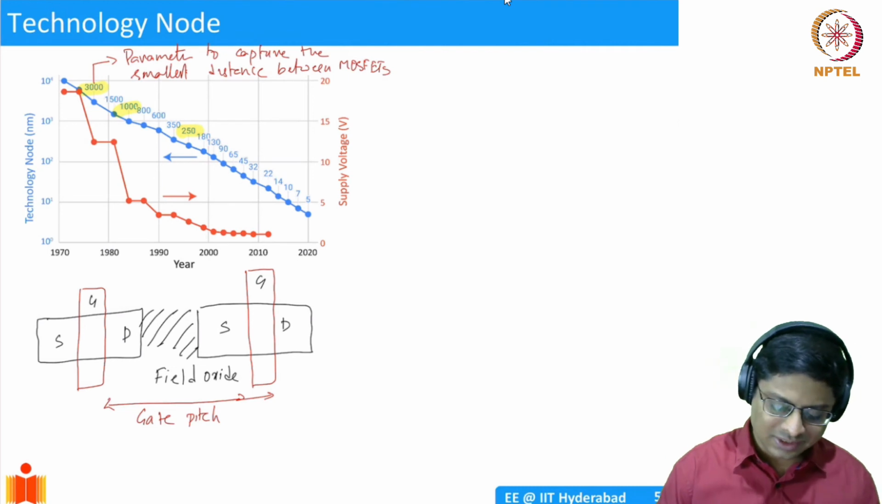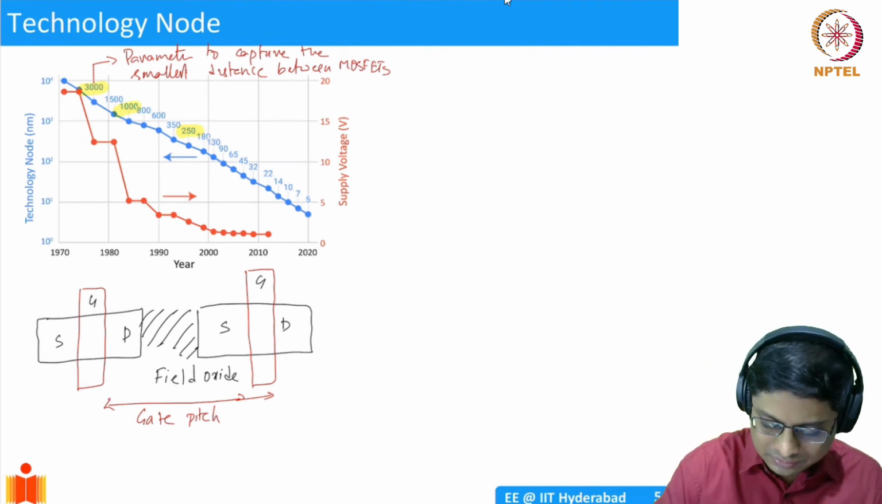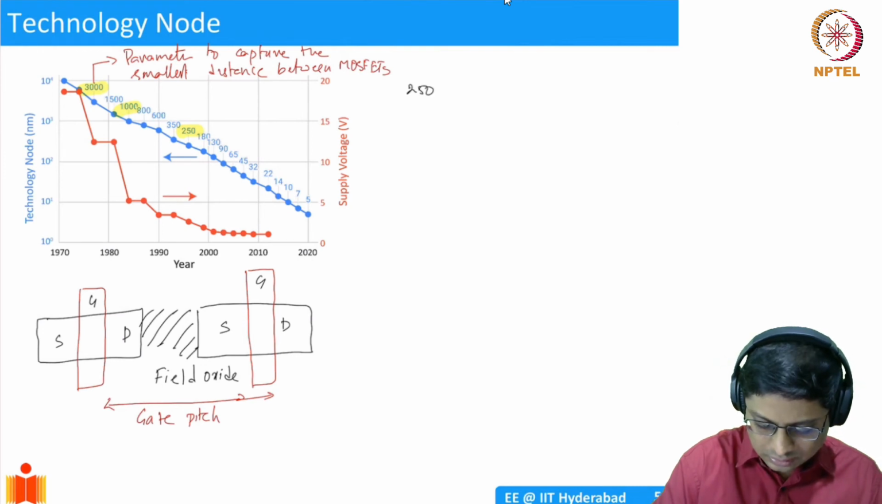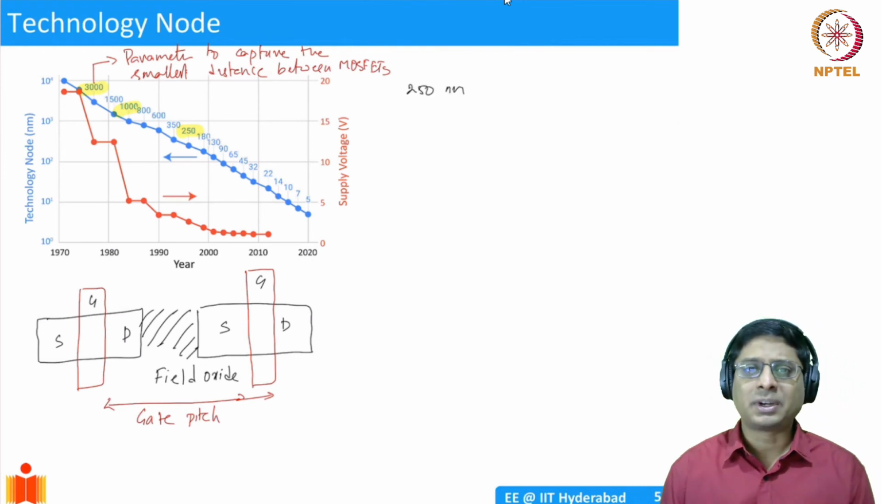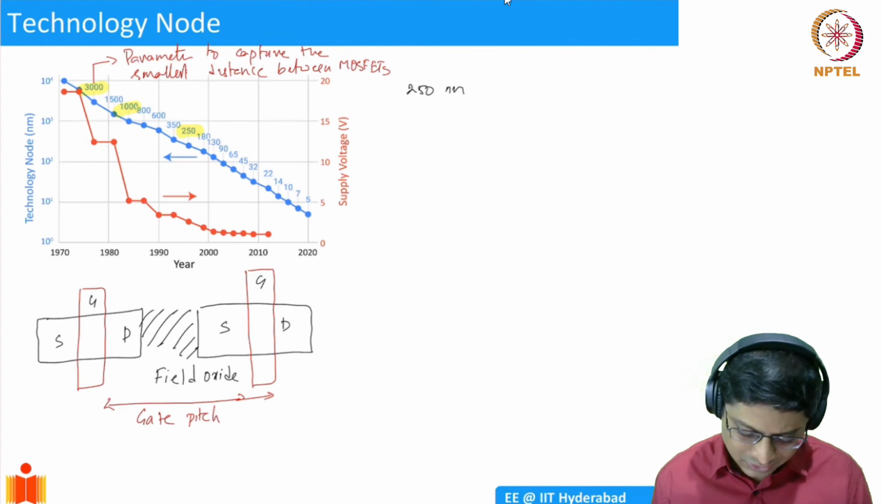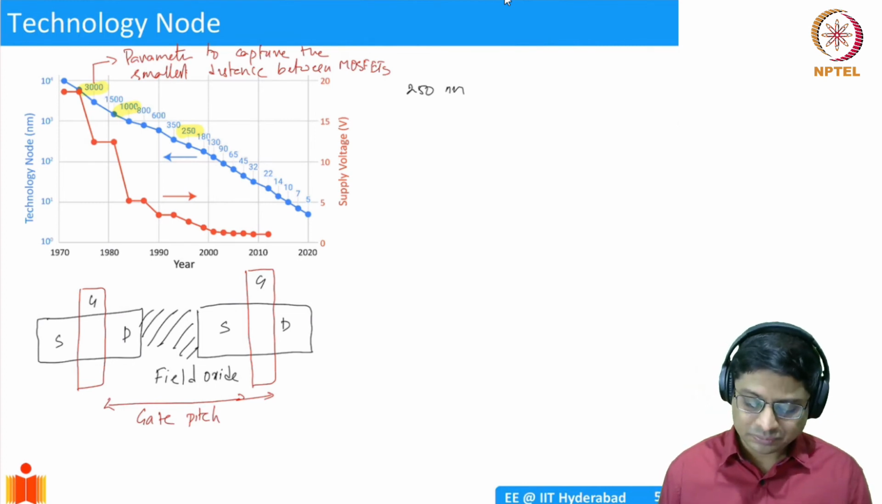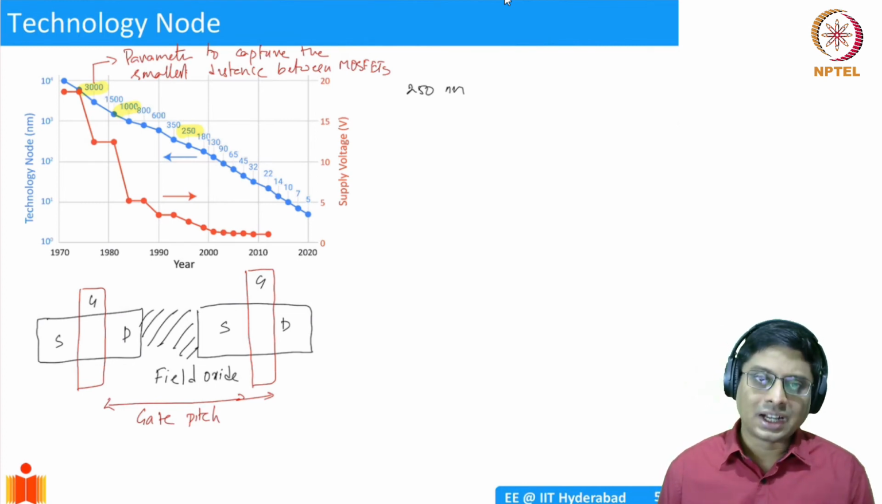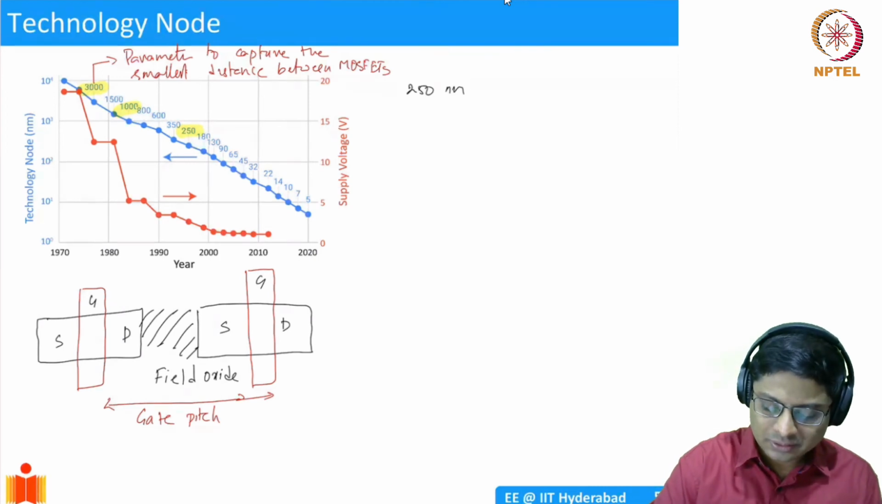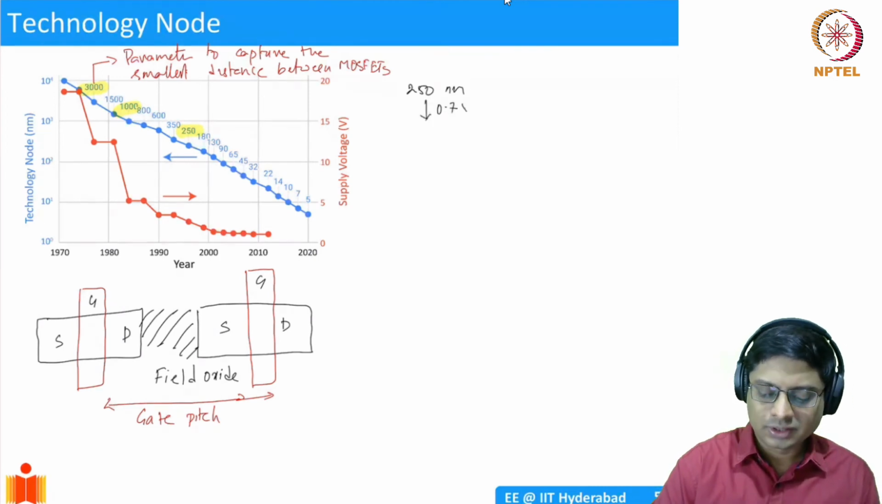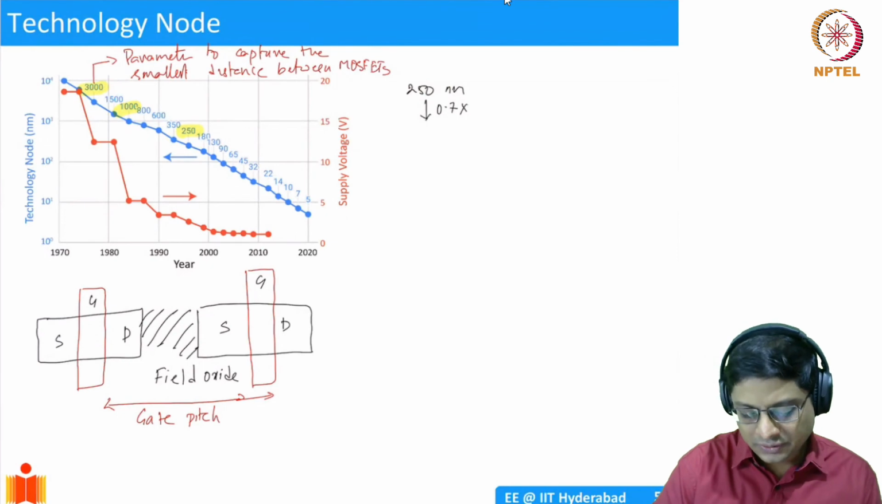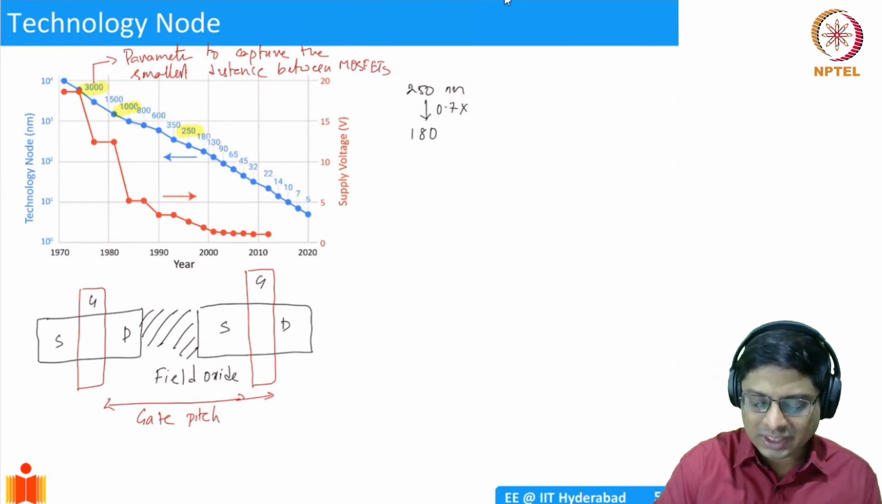Let's start with, let's say, 250 nanometers, right? So I can say 250 nanometers, I'll write it here. I'll take that distance, that particular technology. This was, I think, demonstrated in 95, approximately. What I'll do is shrink it by a factor of 0.7, 0.7x. What do you get? The feature size now will be close to 180 nanometers.